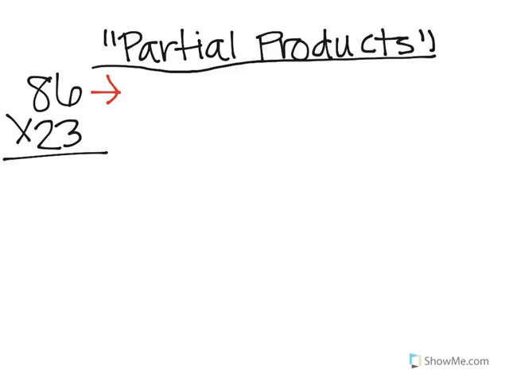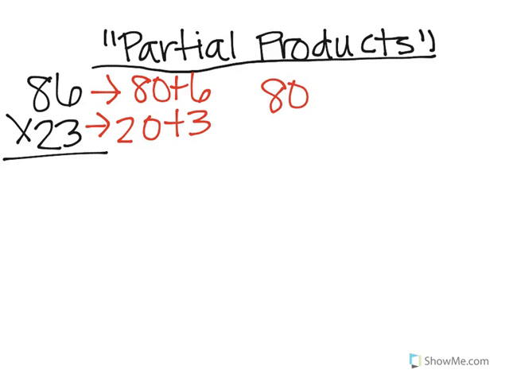Alright, let's do partial products now. Once again, you start off with expanded form. So 86 became 80 plus 6, and 23 becomes 20 plus 3. Then in this, you're making multiplication problems. So I have to take my 80 and my 6 and multiply it by the 20 and the 3. Both numbers.